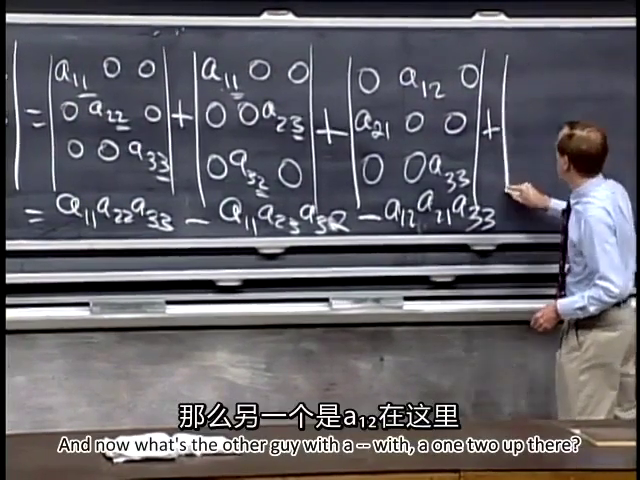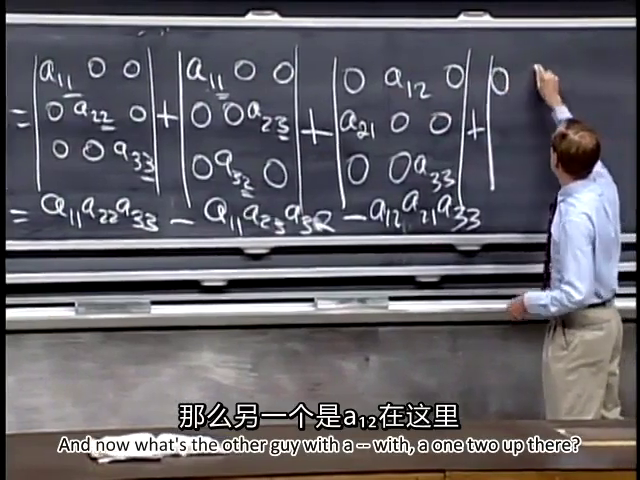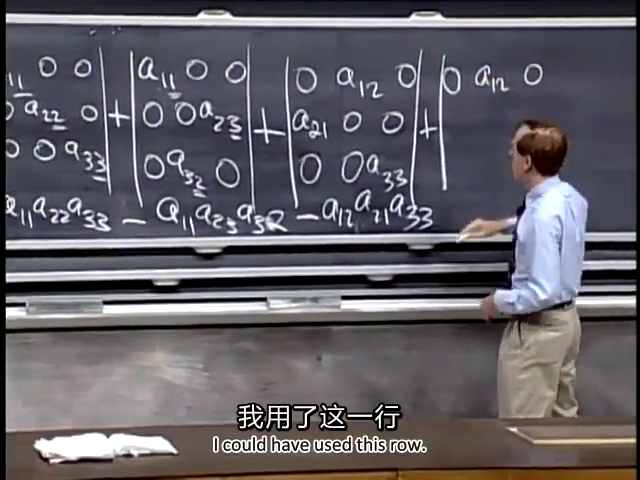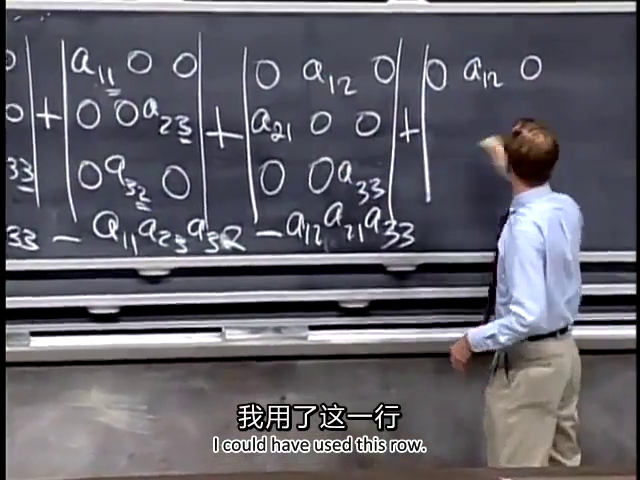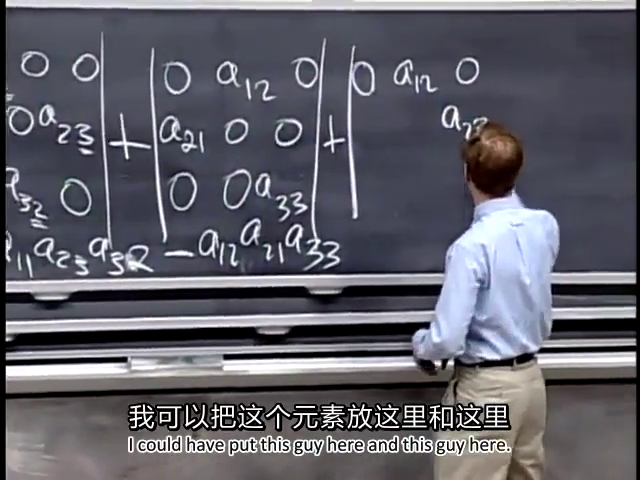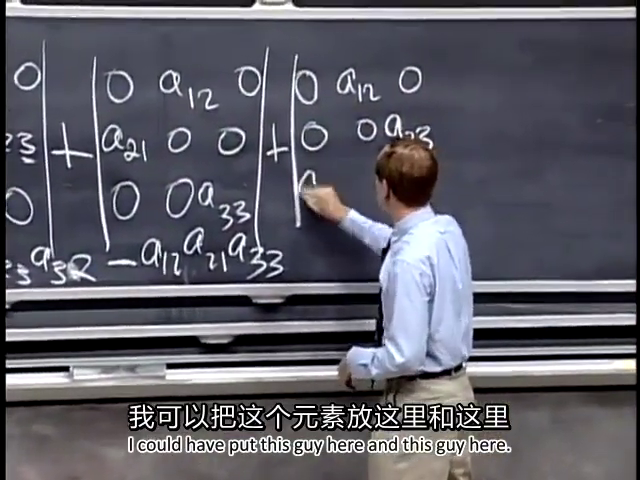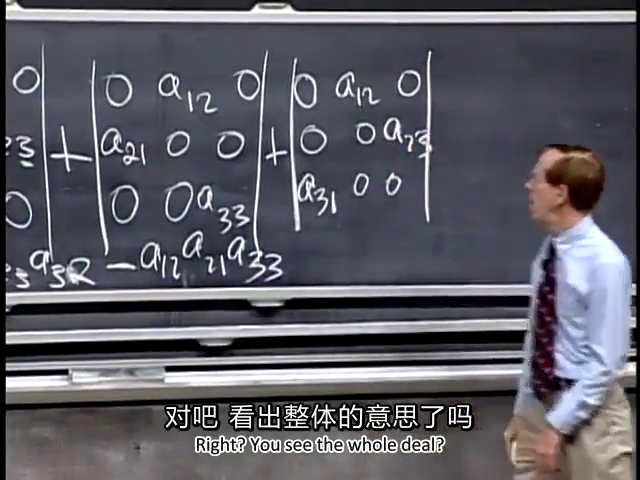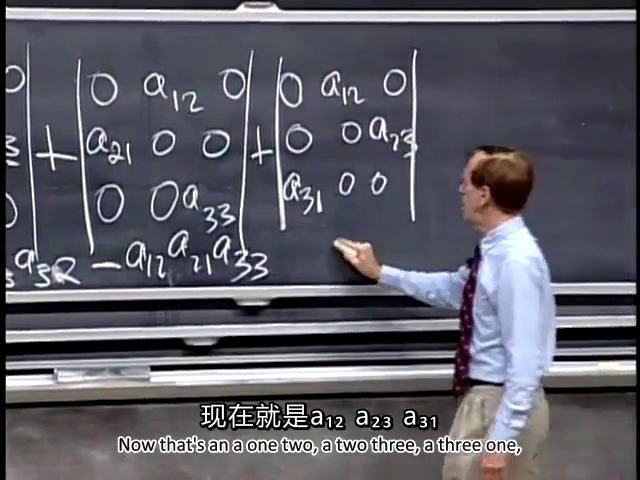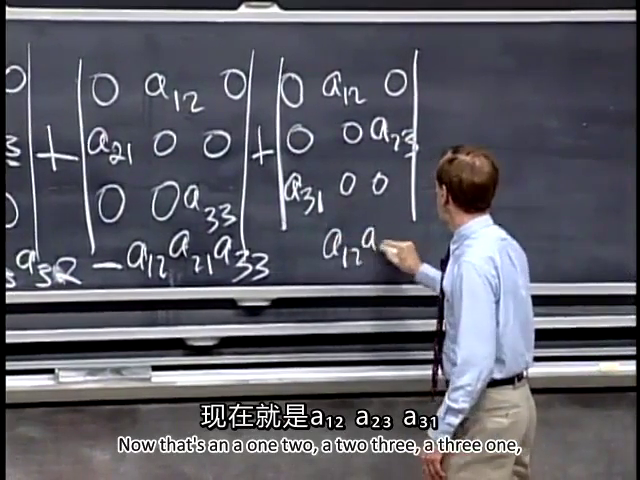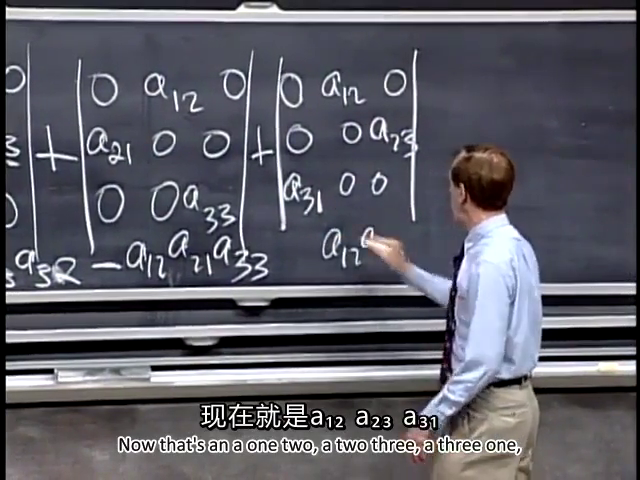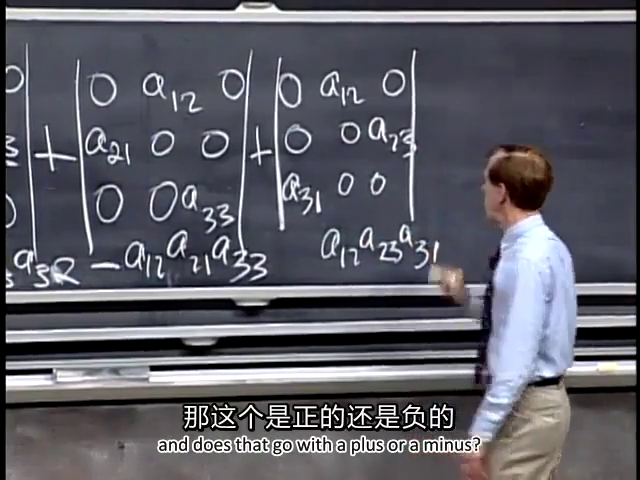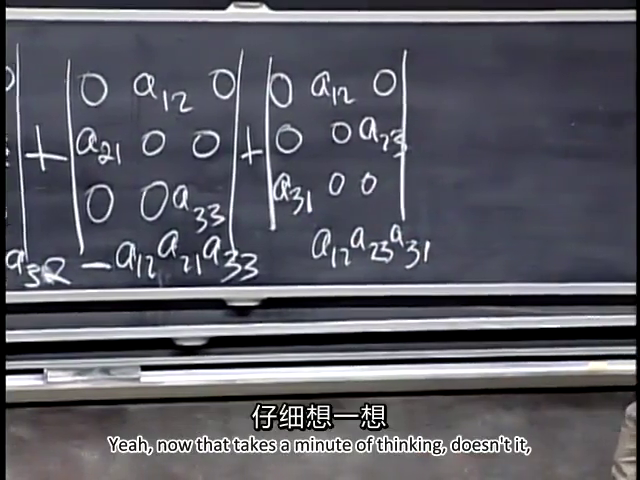And now what's the other guy with an A12 up there? I could have used this row. I could have put this guy here and this guy here. Right? You see the whole deal? Now that's an A12, A23, A31. And does that go with a plus or a minus?